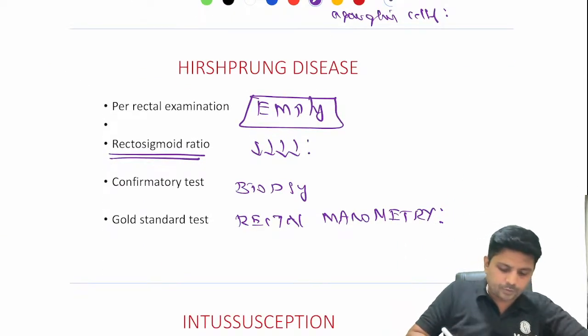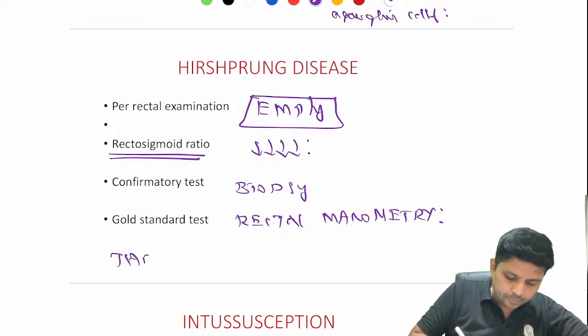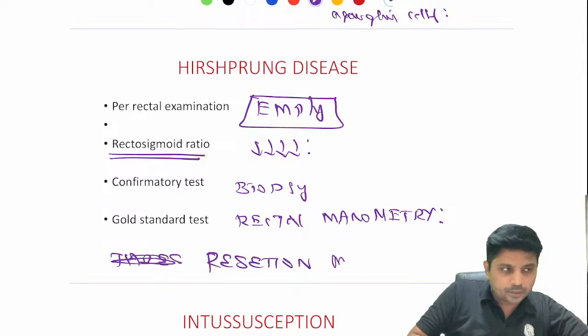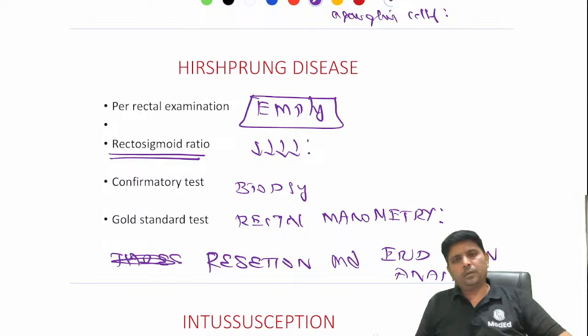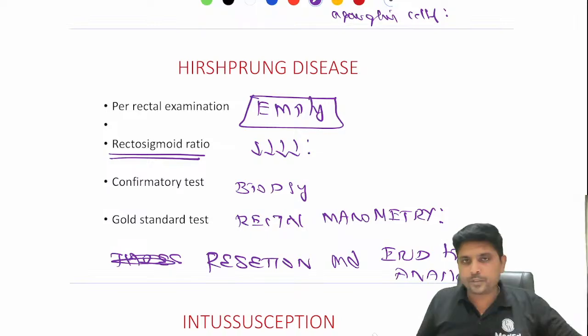The treatment of choice for Hirschsprung's disease is single stage resection and end-to-end anastomosis. Okay, for Hirschsprung's disease, right?